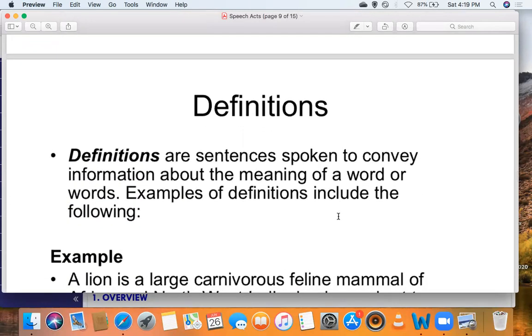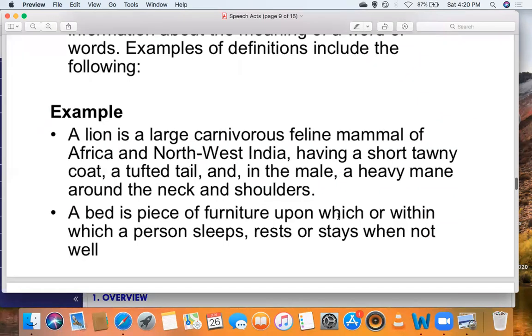Then we go to definitions. Definitions are sentences spoken to convey information about the meaning of a word or words. So the job of definitions is to provide us with the meaning of a word or of words. For example, a lion is a large carnivorous feline mammal of Africa and northwest India, having a short tawny coat, a tufted tail, and in the male, a heavy mane around the neck and shoulders.